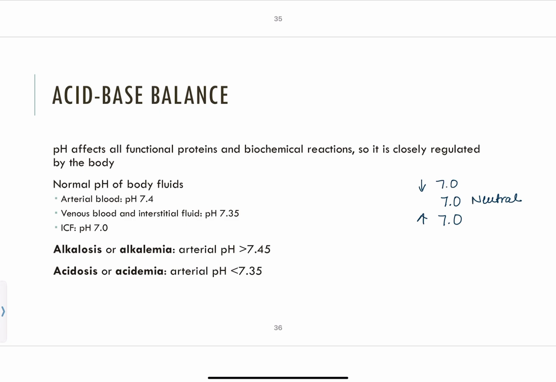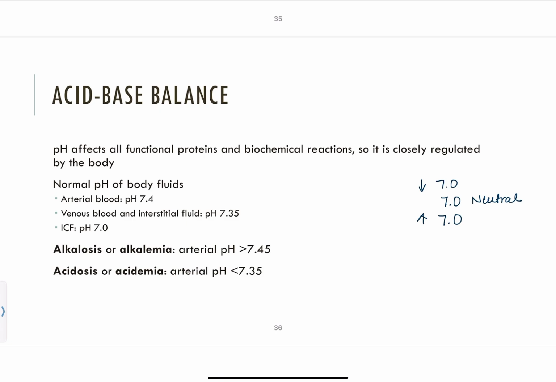So acidosis and alkalosis are usually relative to the arterial blood pH and venous blood pH, basically in the range of 7.35 to 7.45. If we fall outside of that range, we are either going to be in acidosis or alkalosis, and we're going to need our buffers to come into play, again, to help maintain that very narrow pH range.